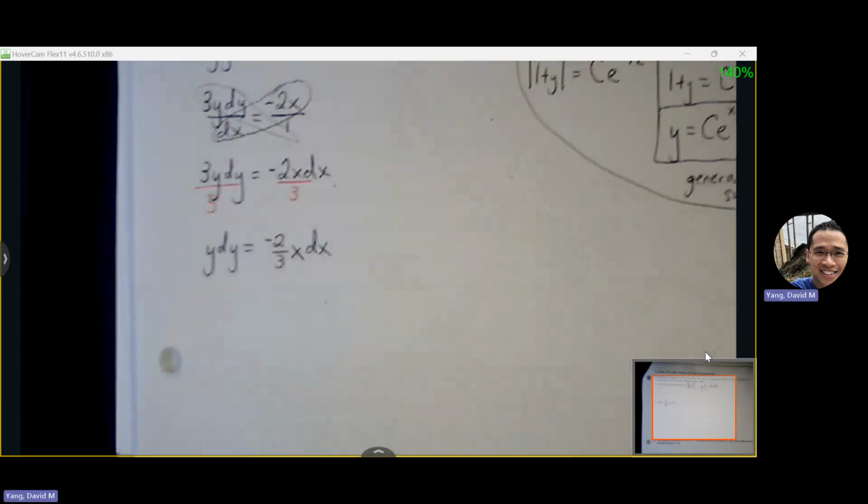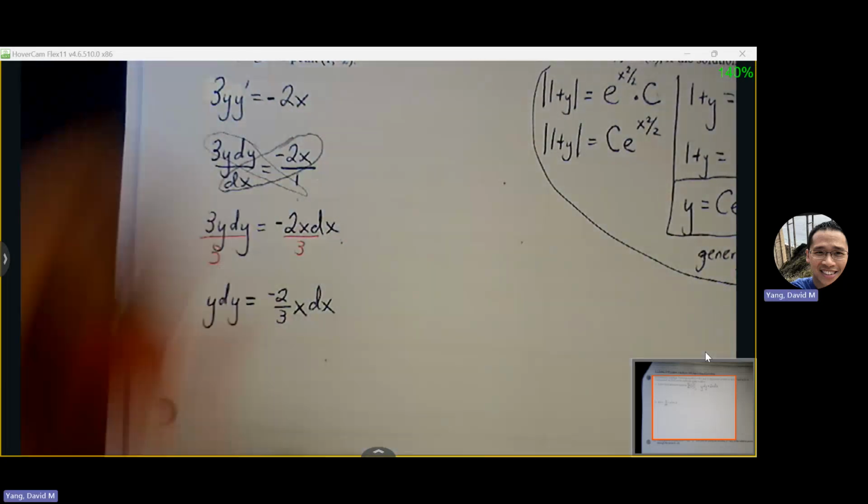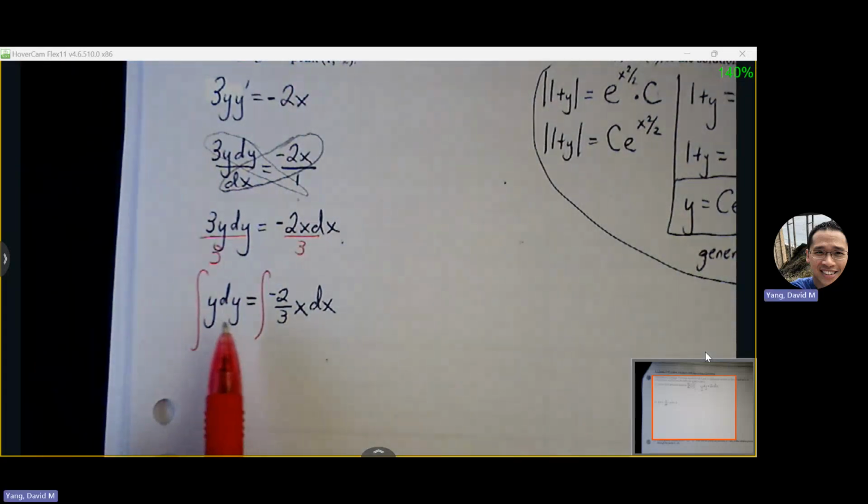Now, full separation of variables. Now we can do our antiderivative step. Both of these look like nice power rule problems. Power rule here, power rule here.